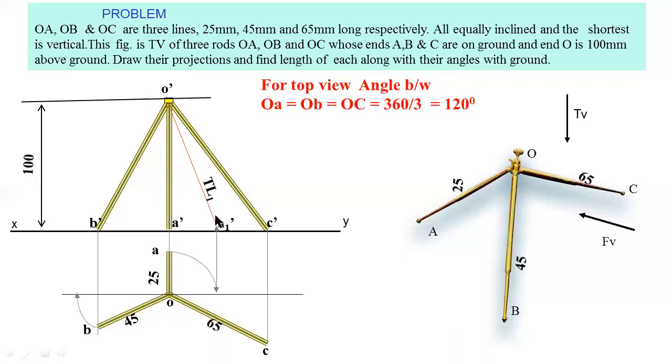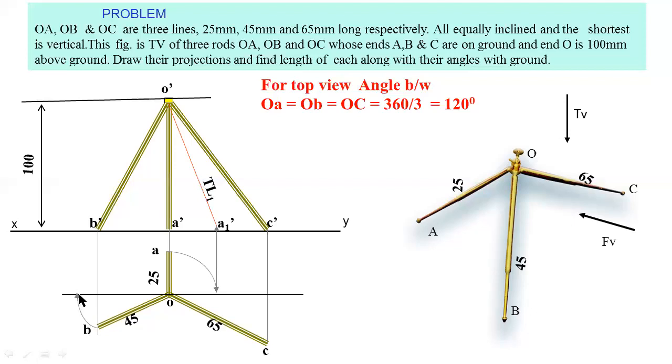The angle between this true length and the XY line is the inclination with the horizontal plane. Similarly, to find the true length of bar OB, you have to rotate the top view OB line in clockwise direction. For that purpose, you have to take a compass and, with O as center and radius OB equal to 45 mm, draw an arc like this.